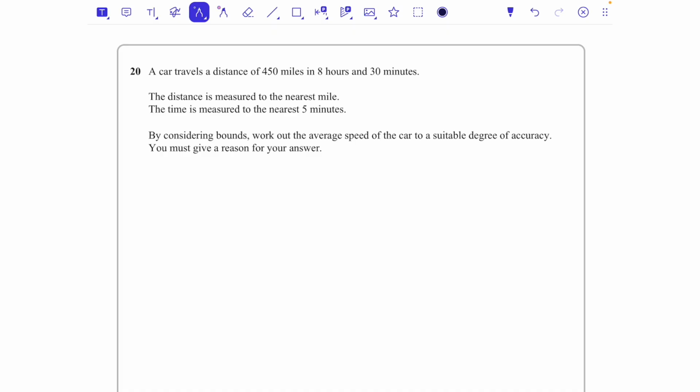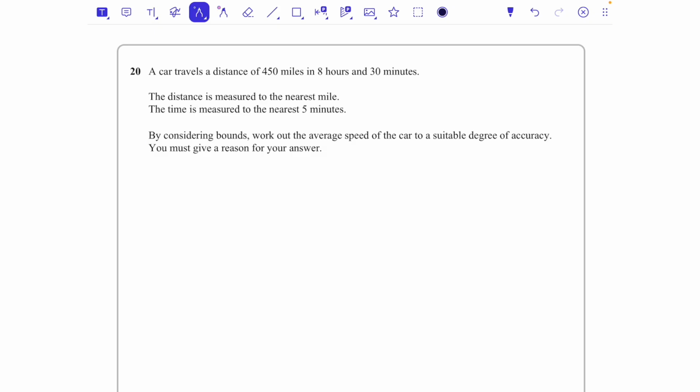A car travels a distance of 450 miles in 8 hours and 30 minutes. The distance is measured to the nearest mile. The time is measured to the nearest 5 minutes. By considering bounds, work out the average speed of the car to a suitable degree of accuracy. You must give a reason for your answer.